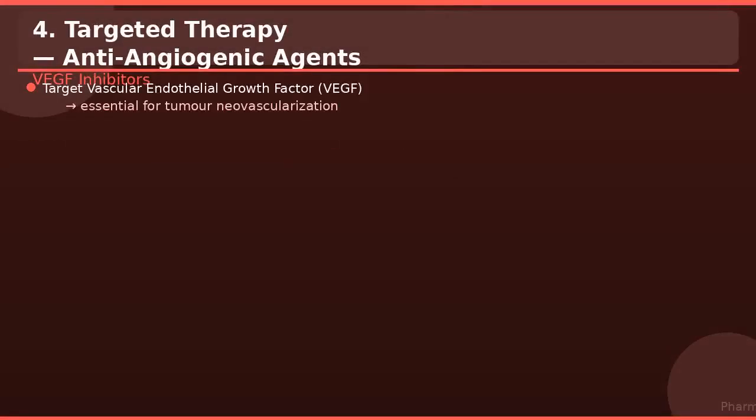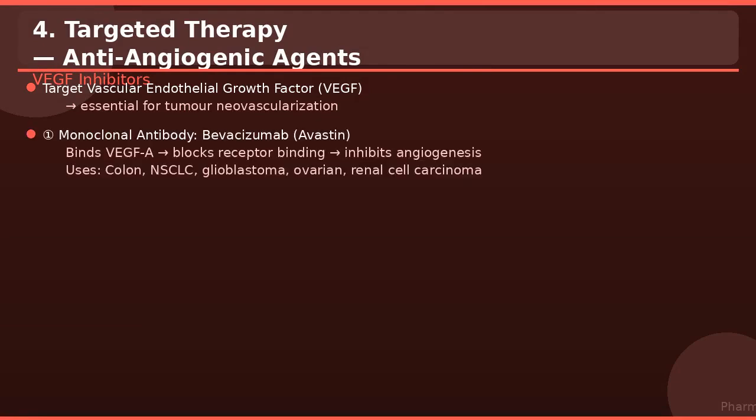The fourth class is targeted therapy, specifically anti-angiogenic agents that target VEGF, vascular endothelial growth factor, which is essential for tumor neovascularization. The first subtype is monoclonal antibodies, exemplified by bevacizumab, marketed as Avastin.